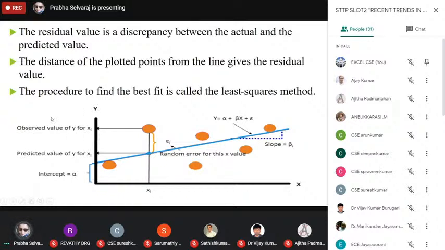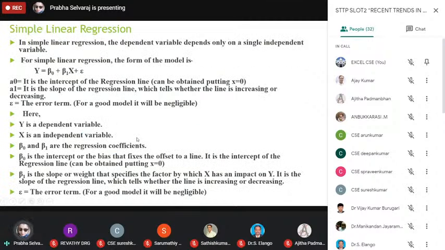So here the procedure to find the best fitting line is the least squares method. This alpha is nothing but your beta naught, and this slope is nothing but your beta 1. So this is what I was saying: the y-intercept is your beta naught, and this slope is your beta 1. So this is all regarding residual.